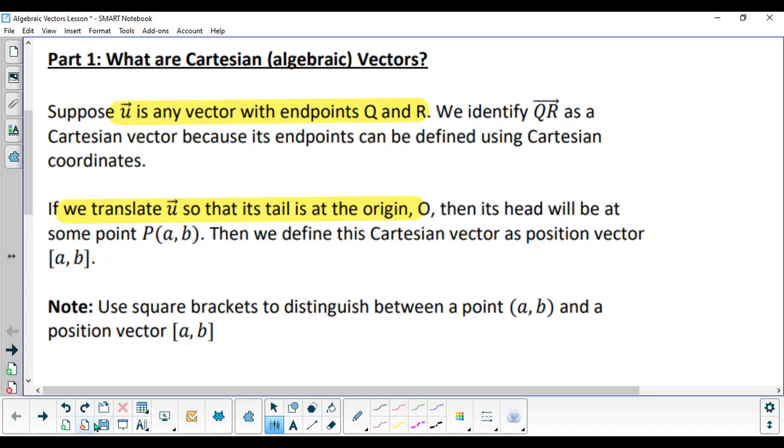Another important thing that I want to point out, when we're talking about vectors in this unit, algebraic vectors, and specifically position vectors, when we're talking about a vector, I want you to use square brackets. And when we're talking about a point, a Cartesian point, that's when you use your normal brackets. Okay, so you'll see me over the course of the seminar distinguish between these two elements.